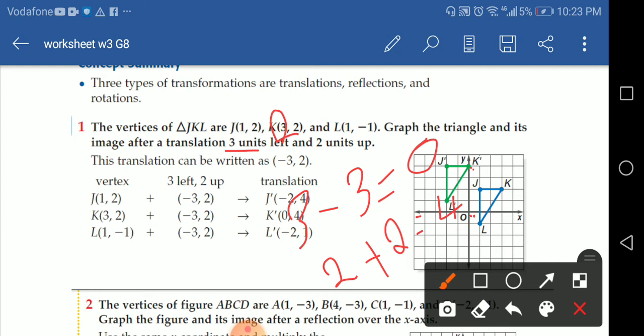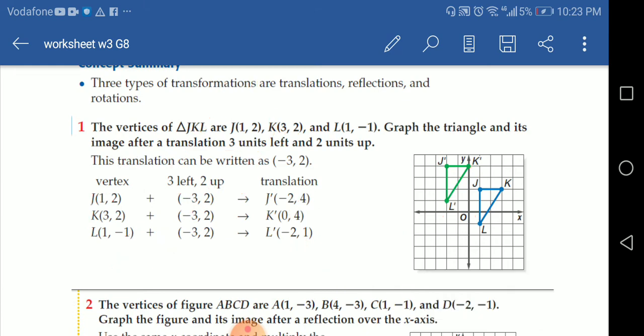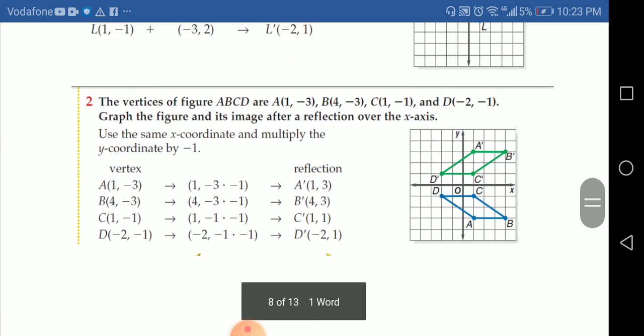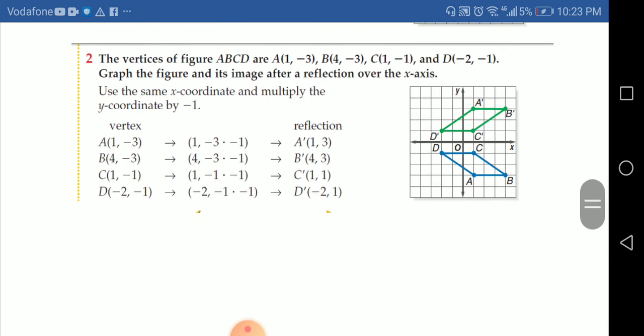What about the last one, L? 1 minus 3 gives you what? 1 minus 3 gives you negative 2. And here negative 1 plus 2 gives you what? Gives you 1. So negative 2 and 1. Okay, guys, I think it's easy, right? Okay, what about the reflection?